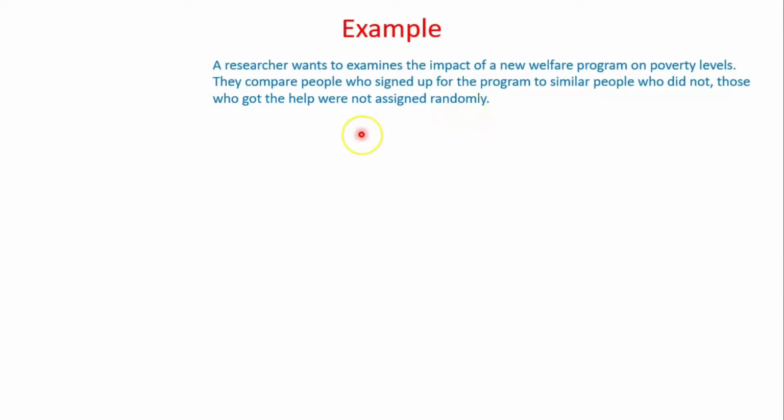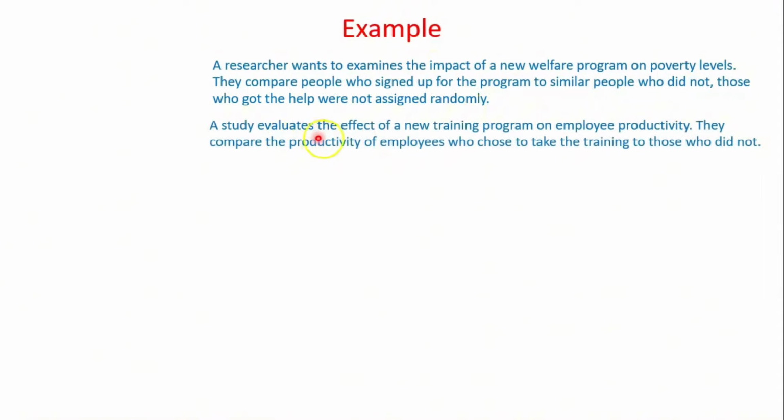You see. Let's take another example. A study evaluates the effect of a new training program on employee productivity. They compare the productivity of employees who choose to take the training to those who did not take the training. So this one is by choice. We did not deliberately choose to give some people the training and not give others so that we can compare. No. The group already exists. Some employees choose to take the training and others also choose not to.